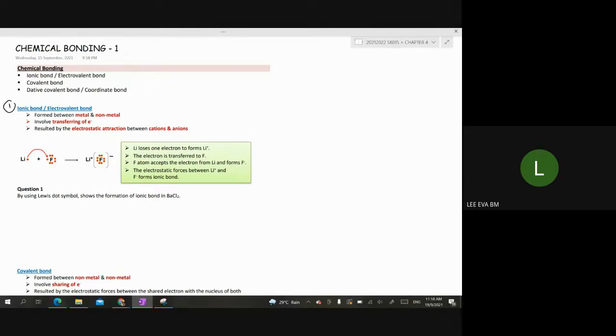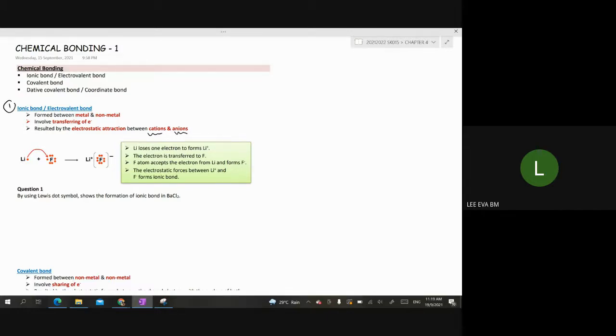Electrostatic means the force between the positively charged ion from the metal, the cation, and the negatively charged ion from the non-metal, after it accepts the electron. This is the important point: the electrostatic force of attraction between cation and anion forms the ionic bond. Looking at the first example, we have lithium from group 1, with 1 valence electron, so we draw Li with a dot, or Li with a cross. And fluorine from group 17, with 7 valence electrons.